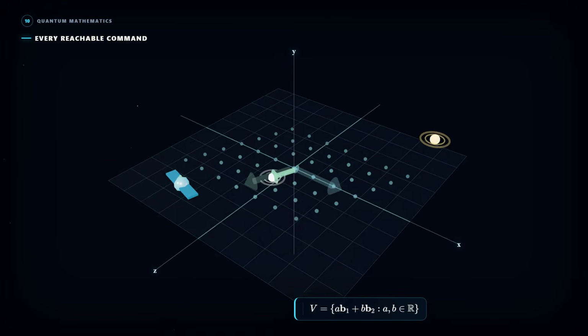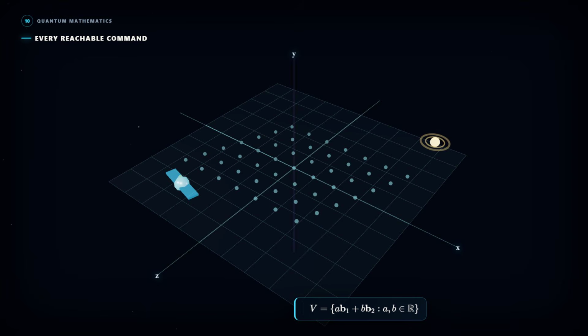Now stop watching one result and ask for the complete collection. Include every command that can be built from the available pulses. That collection is a linear vector space. It must be closed under the operations we are using. Add two valid commands and the result must still be valid. Multiply a valid command by any allowed scalar, and it must remain in the space.